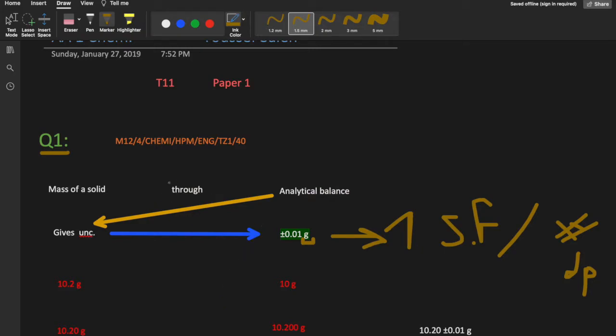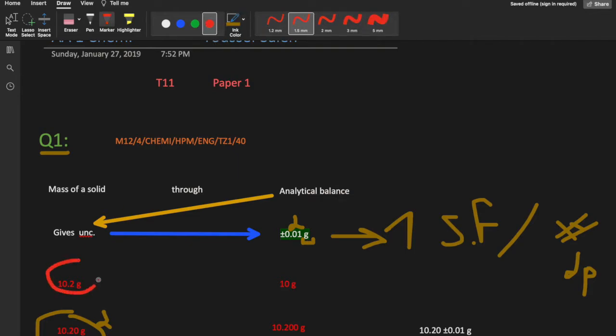That means that the answer is accurate to 0.01 grams, plus or minus 0.01 grams. So when looking at the uncertainty, we need to keep in mind that it's rounded to one significant figure and that it's rounded to the same number of decimal places as the measurement. So right here we have 2 decimal places. That means that this right here would be the correct answer because it has 2 decimal places as well.